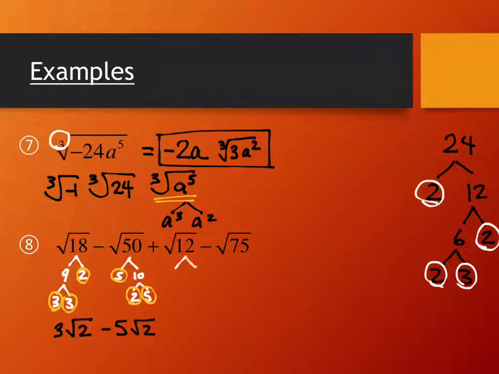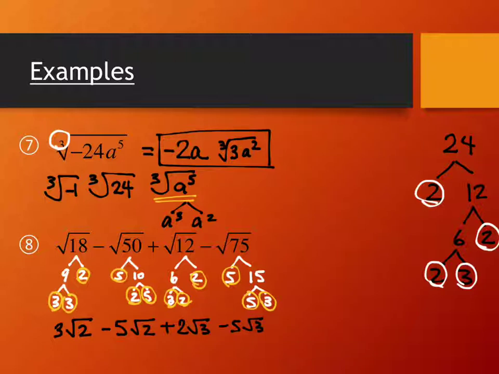Okay, moving on down the line, we've got 12. Give me a breakdown for 12. 6 and 2. 6 is not prime, so 3 and 2. So I end up with, is it plus? Yeah, plus, oops, 2 square roots of 3. And then I have the 75 at the end. 5 and what? 5 and 15. Okay, good. And then 5 and 3. So this would be 5 square roots of 3.